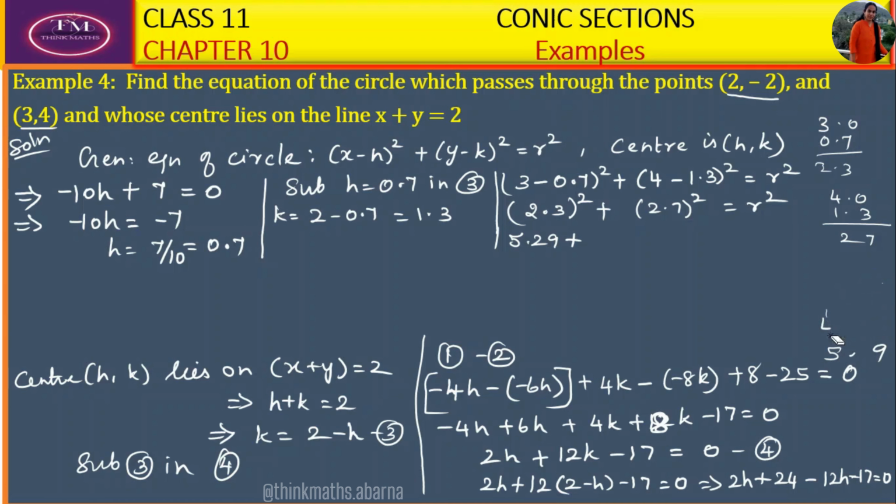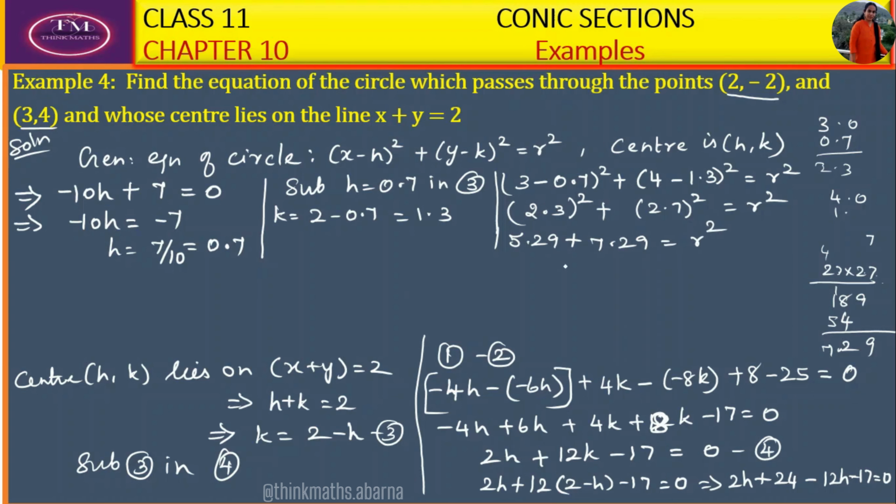Now we have to calculate 2.7 into 2.7. Let us first find 27 into 27. 7 sevens are 49, balance 4. 2 sevens are 14, plus 4 it is 18. 7 twos are 14, balance 1. 2 twos are 4, 5. So it is 9, 12, balance 1, so it is 7. So you have 7.29 equal to r square.